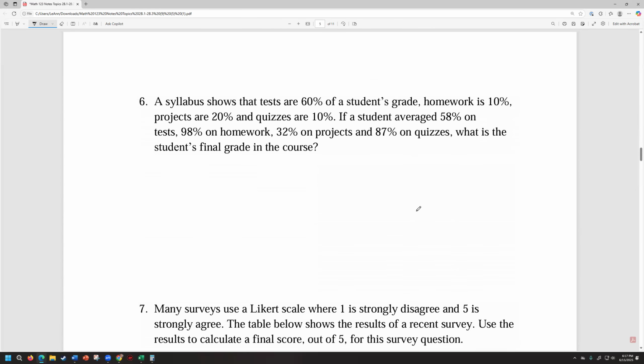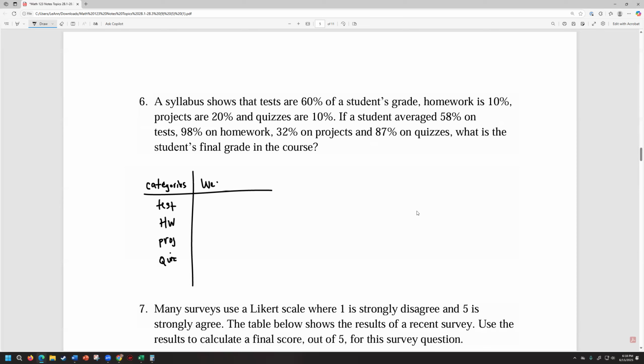A syllabus shows that tests are 60% of students' grades. So I'm going to write my categories and make my chart here. Categories. We've got tests. We have homework, which I'm going to abbreviate. We have projects, just looking at all the categories they gave us, and we have quizzes.